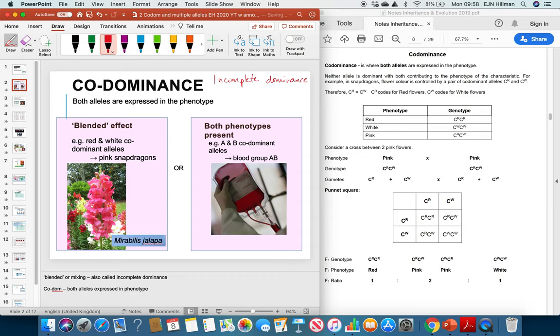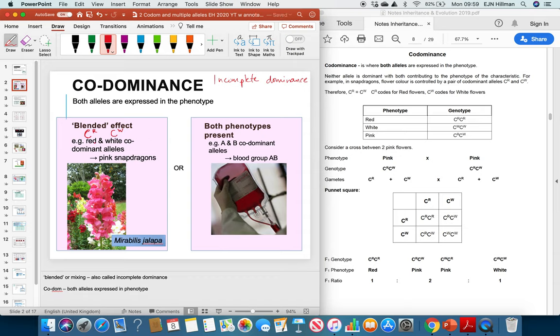For example, in snapdragons, there are alleles that code for a red phenotype. So with codominance, we often use a larger symbol to represent the gene, and then a smaller symbol in superscript above that to represent the allele. So a capital C with that R. Okay, so that is the allele for the red, and the allele for the white is that capital C again, C for colour, and then capital W for the allele.